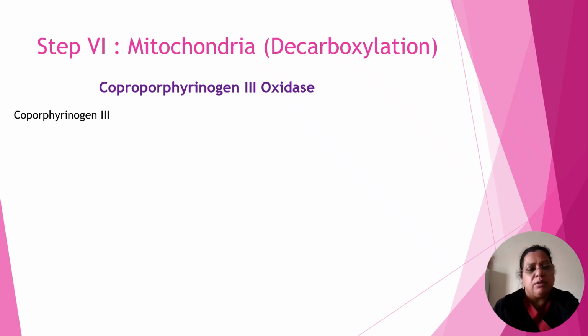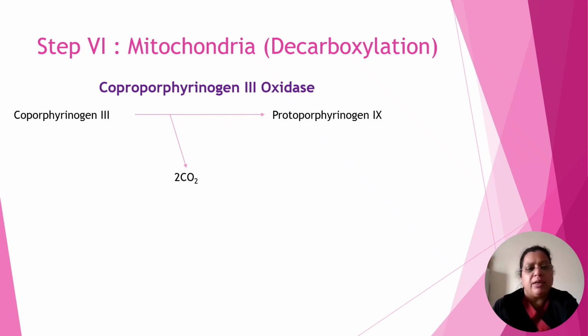All the four pyrrole rings have now methyl group present at their positions instead of the acetate group. So it is acted upon by coproporphyrinogen 3 oxidase and is converted into protoporphyrinogen 9. Now, why it is called 9 is because at the time of discovery of porphyrins, it was the ninth compound to be discovered. So 9 has no clinical relevance.